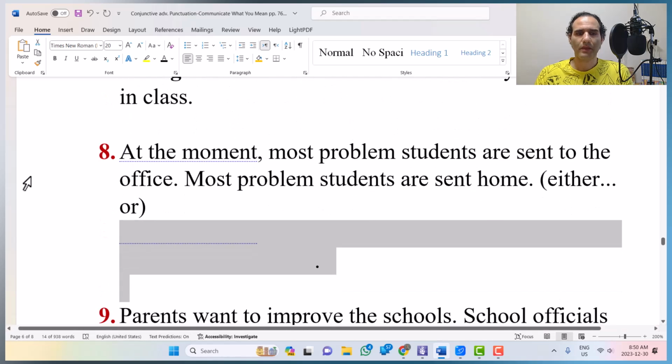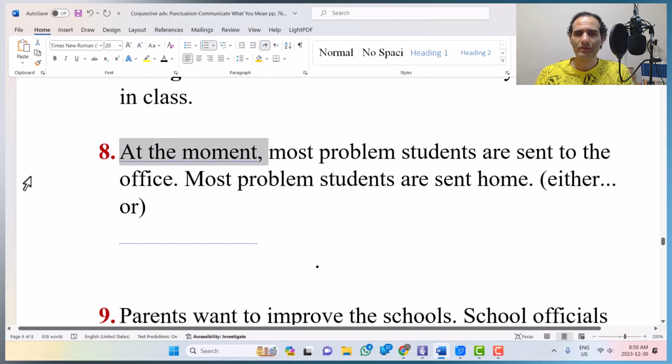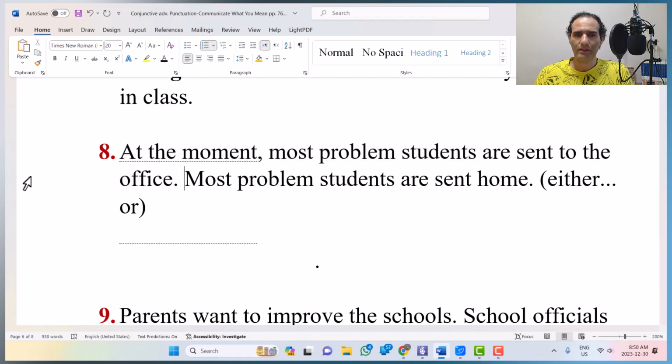Okay. Number 8, at the moment, most problem students are sent to the office. Most problem students are sent home. So either, or.